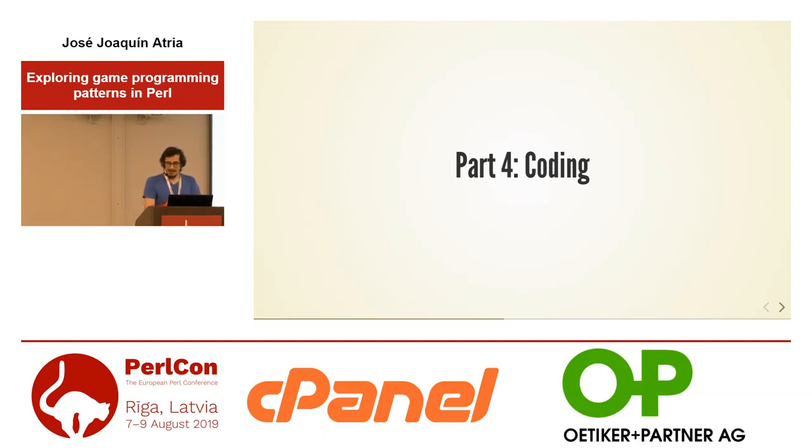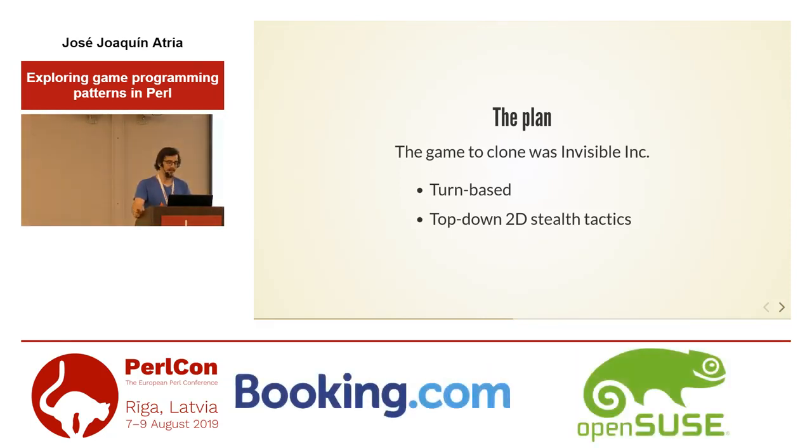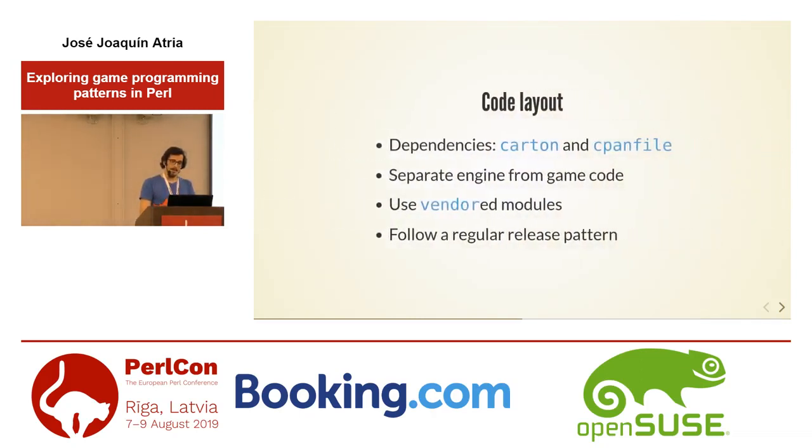So what is it that I'm trying to put together? The game that I was trying to clone just for kicks was Invisible Ink, which is a turn-based, top-down 2D stealth tactics game. Those are a lot of buzzwords. And in terms of how I'm setting up the code, I'm using Carton and cpanfile to manage my dependencies, which allows me to keep all of my stuff separate from everything else.